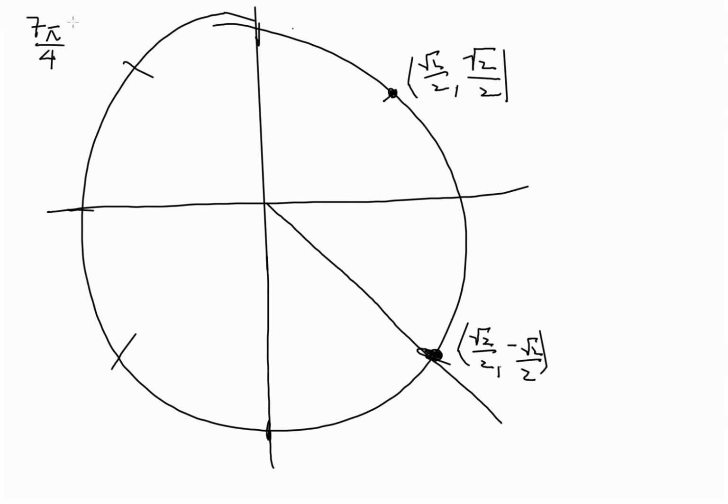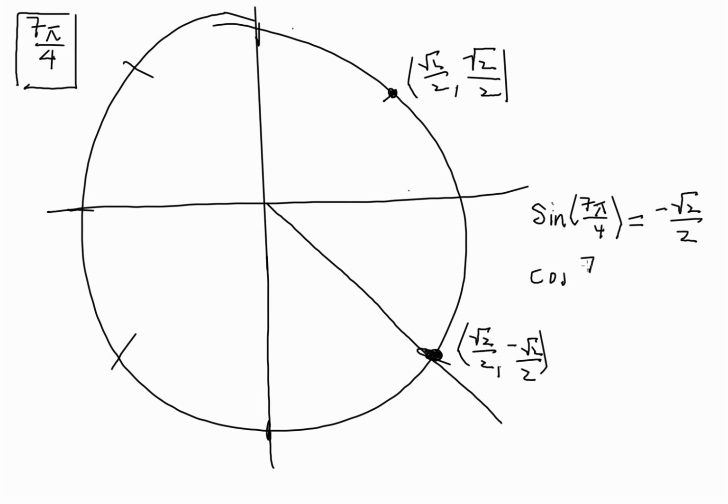Now we're all set to write down the sine and cosine values of this angle. So if we're trying to find sine of 7 pi over 4, we're going to need the y coordinate right there, so that's negative root 2 over 2. And then finally, cosine of 7 pi over 4 radians will be the x coordinate of this point right here, so that's positive root 2 over 2.